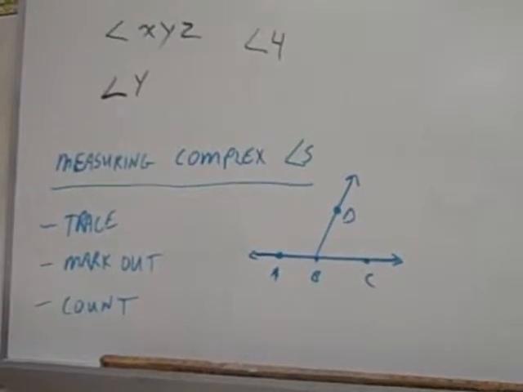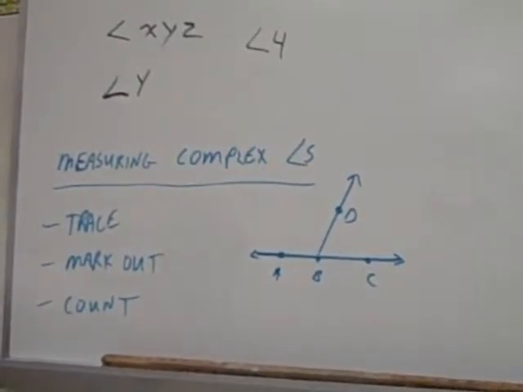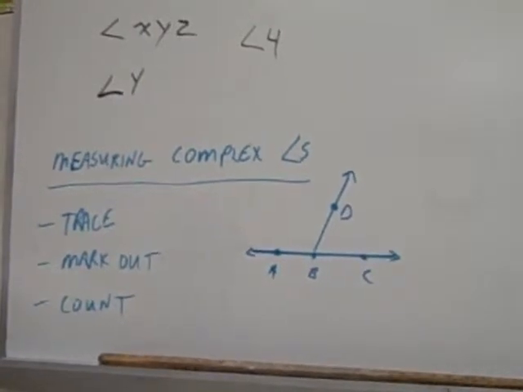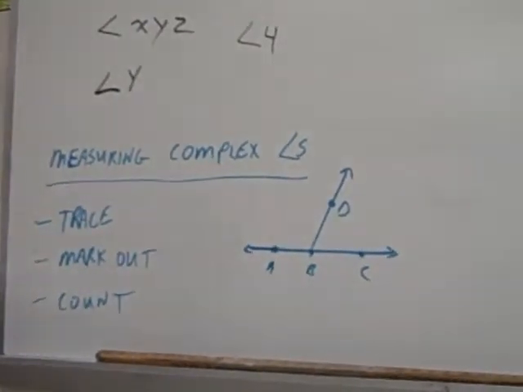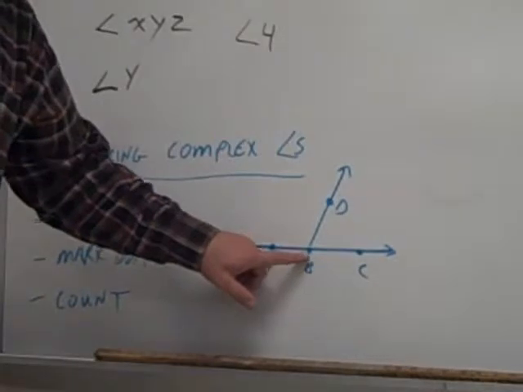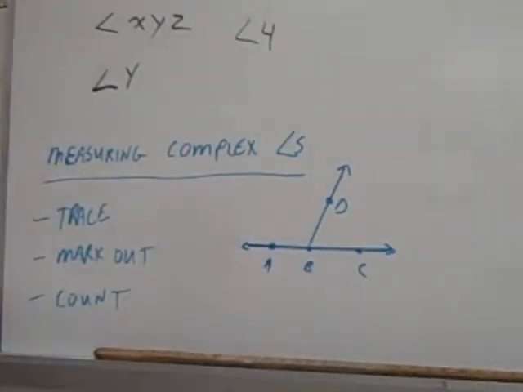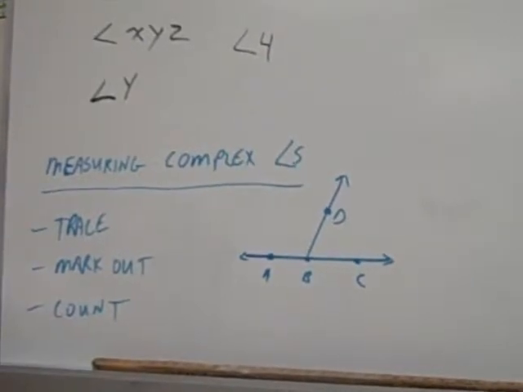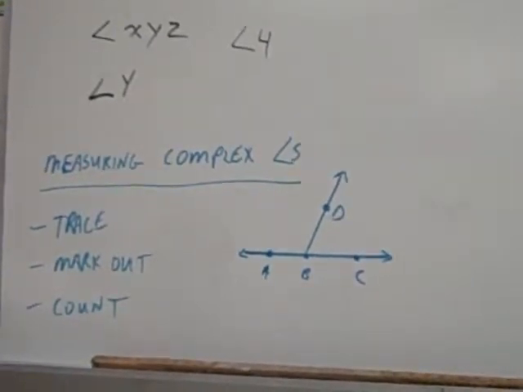Why is it a complex angle? Because there's more than one, right, Holden? There's more than one in that picture altogether, sharing the same vertex. So they're complex. There's more than one sharing the same vertex. And if I've got to measure it using a what thing? John Deere tractor, that's right.